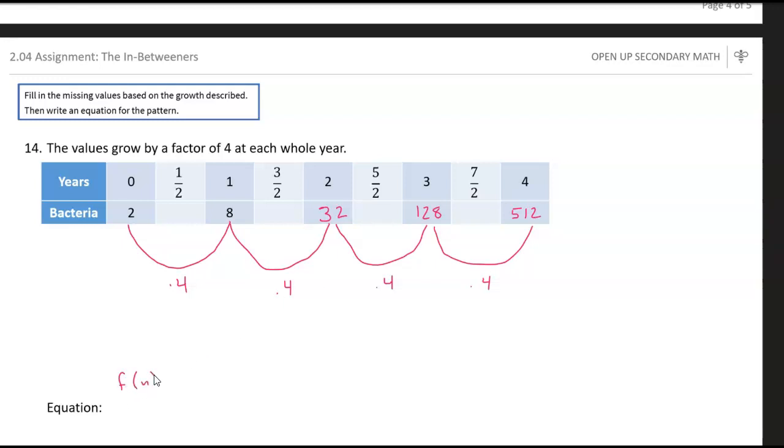f of n equals a times b to the n. A is our value at 0, so that's 2. B is our common ratio, so that's 4. And our overall equation is f of n equals 2 times 4 to the n.